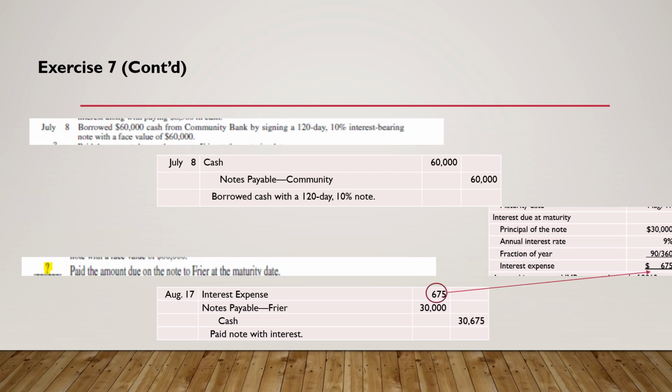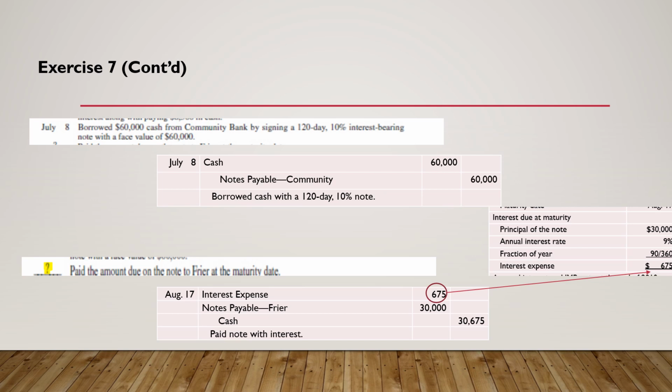Okay, and then I debit the notes payable with the 30,000, the amount of the note or the loan. Then I credit cash with the whole amount I paid, which is the amount of the note along with the interest, so the 30,000 plus the 675. So on the maturity date, I'm paying the amount of the note along with the interest expense for the whole duration of the note.